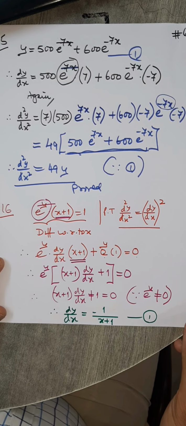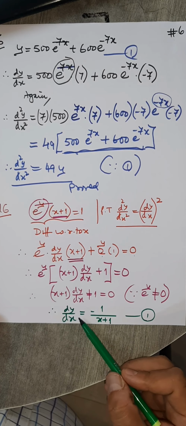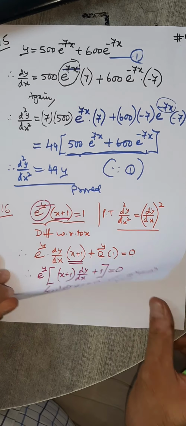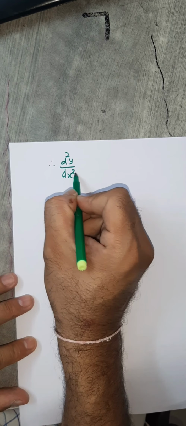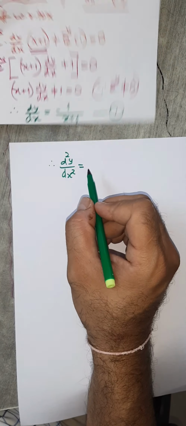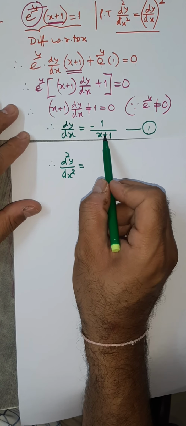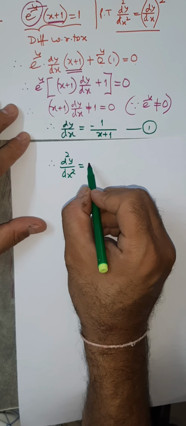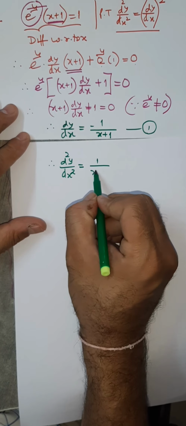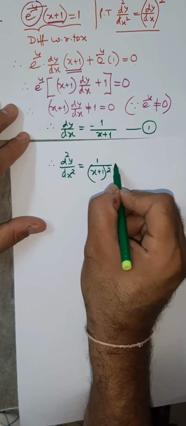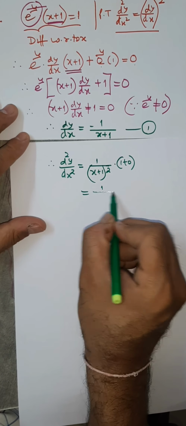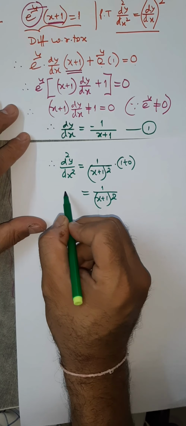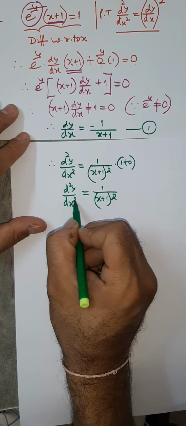Fine. Now we get the double derivative. I'll differentiate this. Therefore, d square y by dx square equals, chain rule, you know how to do this. Imagine this as x. What is derivative of 1 upon x? Minus 1 upon x squared. Minus sign already there, so they become plus, into differentiation of this bracket, that is 1 plus 0. So you are getting 1 upon (x plus 1) the whole square. d square y by dx square.